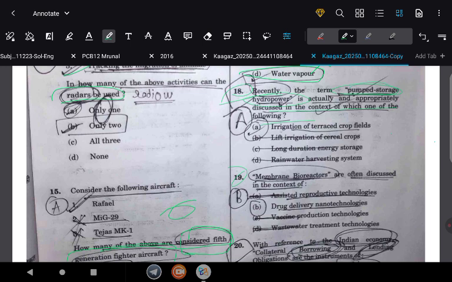The pumped storage hydropower is something which is being stored maybe during the times when it can be used later, when the particular resource might not be available. I really thought it would be relating to something agriculture, like a terrace crop field, so I just went with option A, but it wasn't option A, it was option C if I'm not wrong. Long duration energy storage. So it is fine if you get such questions wrong, because again it was not covered in any current affairs, and I don't think it is even in NCERTs.